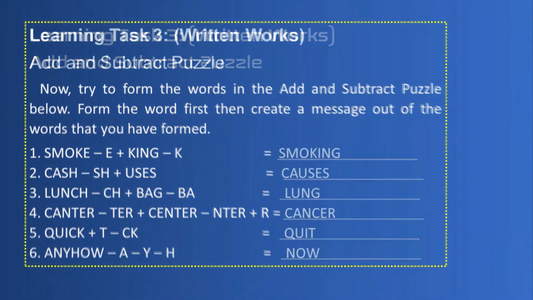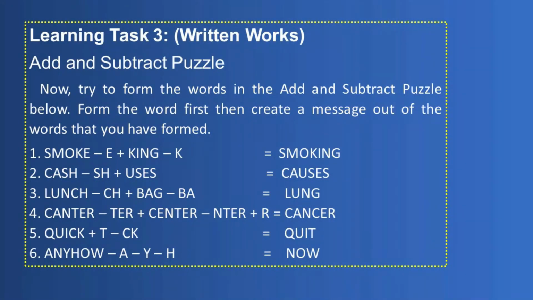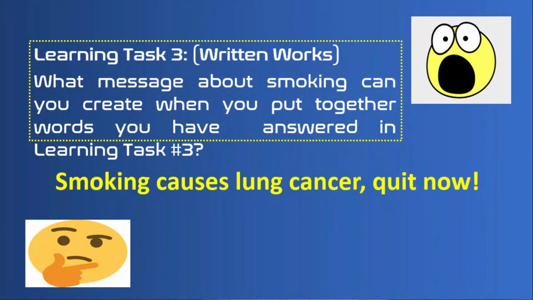The words are 1. Smoking, 2. Causes, 3. The answer is lung, 4. Cancer, 5. Quit, and the answer number 6 is now. But wait, there's more. What message about smoking can you create when you put together words you have answered in learning task 3? Now I want you to get back to your answer and put together the words and the message on this add and subtract puzzle is: smoking causes lung cancer.